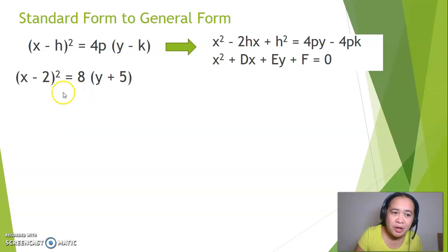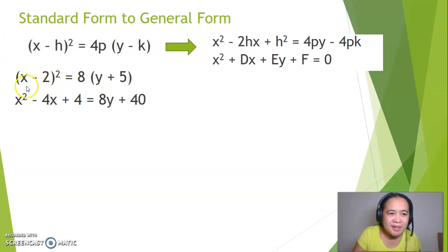So let's have an example. This is the standard form. Let's rewrite this to general form. To do that, let's expand this binomial. So x squared, multiply first, second, and 2 minus 4x. Square this, you'll get 4. Distribute 8 to the terms inside. So that would be 8y. 8 times 5 is 40.